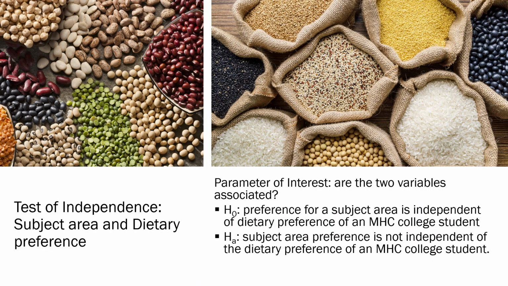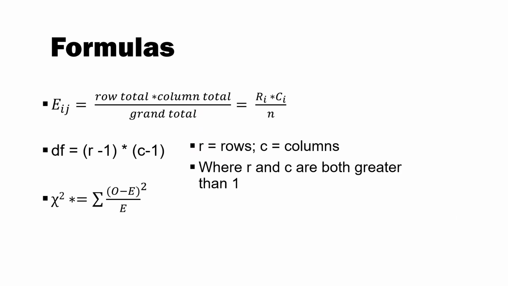So let's review the procedure. The parameter of interest is whether the two variables are associated. Our null hypothesis is that preference for a subject area is independent of the dietary preference of an MHC college student, whereas the alternative hypothesis is that the subject area preference is not independent of the dietary preference of the MHC college student. Okay, so as with the independence test or the homogeneity test, the steps for carrying out are the same. But how are we going to get our expected frequencies? What we do for expected frequencies is the row total times the column total over the grand total.